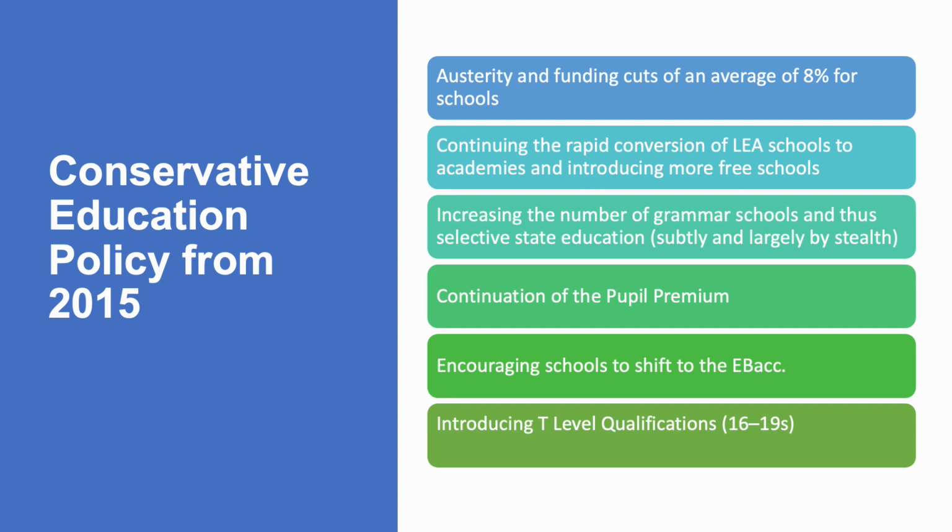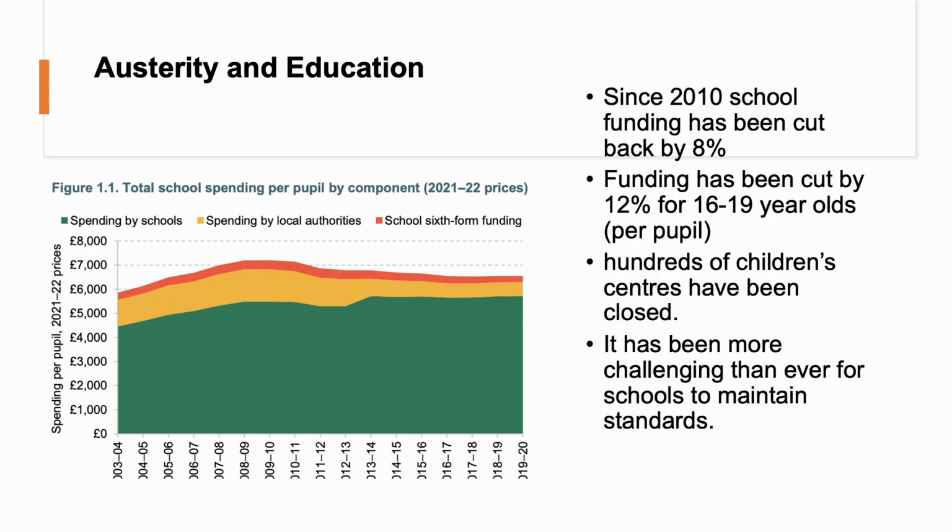marketisation policies. Since 2015, we've seen more austerity, more free schools and academies, and an increasing number of grammar schools. One thing they have done to potentially improve equality of opportunity is continue the pupil premium, and at a more curriculum level we've seen a shift to the Ebacc from GCSEs and the introduction of T-levels to increase diversity and choice for post-16-year-olds.